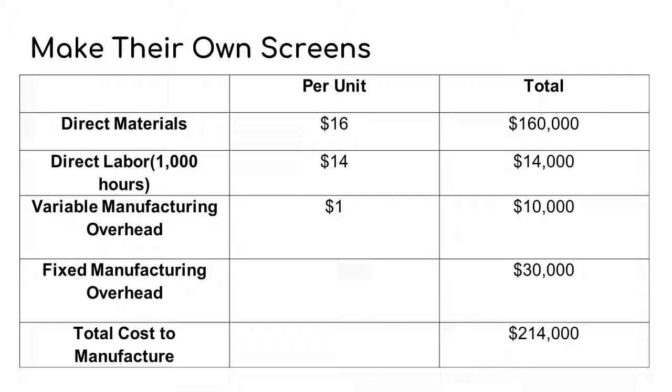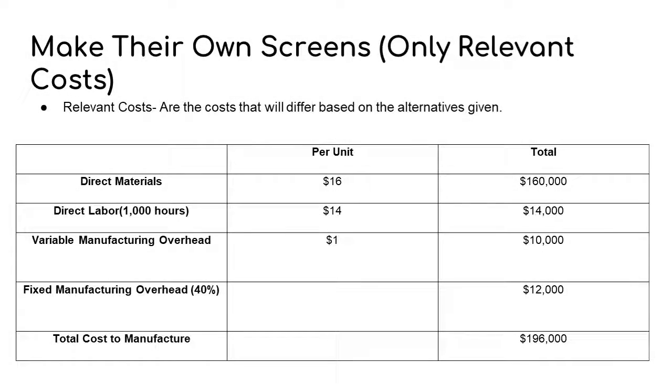To produce a product, they need direct materials, direct labor, and manufacturing overhead, which includes both variable and fixed overhead. The total the manager came up with in his estimate is $214,000. The manager had the accountant check his estimate, and this is what the accountant came back with. Notice that the fixed manufacturing overhead was reduced from $30,000 previously to $12,000, and that is because only 40% of the fixed overhead is relevant to this decision.